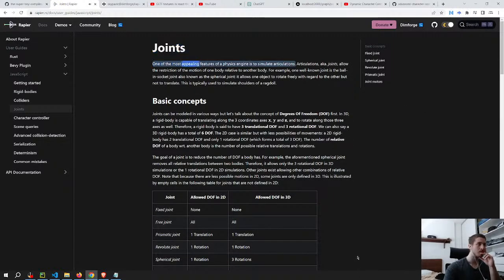Joints. One of the most appealing features of a physics engine is simulating articulations. Articulations, also known as joints, allow the restriction of the motion of one body relative to another body. For example, one well-known joint is the ball and socket joint, also known as the spherical joint. It allows one object to rotate freely with regard to the other, but not to translate. This is typically used to simulate shoulders of a ragdoll.